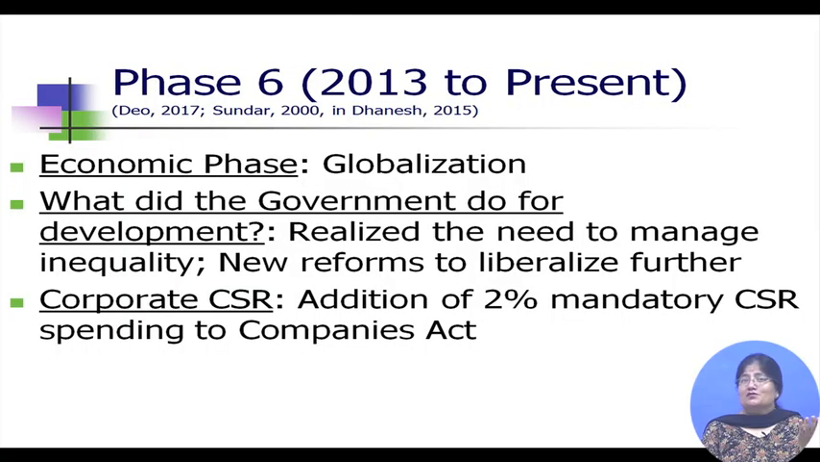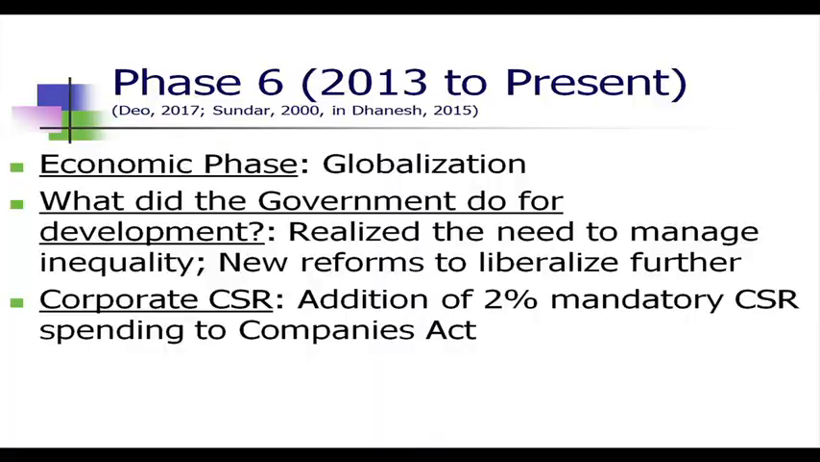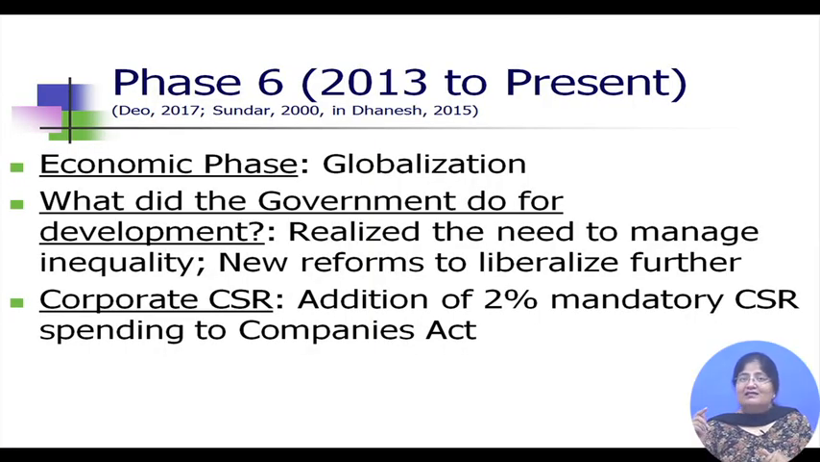Then the last phase was 2013 to present. The economic phase at this point was globalization. Now that we are comfortable within our own skin, we are comfortable within this particular state that we have, let's move out of our borders and see what is happening outside. What did the government do for development? They realized the need to manage inequality, and they came up with new reforms to liberalize further. So they said we need to manage inequality, we need to liberalize more.